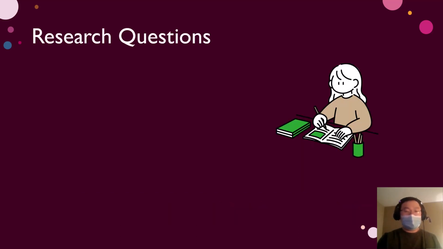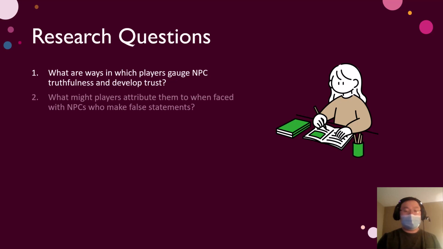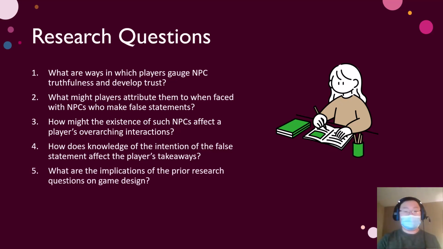So we start with our research questions, and we have a variety of questions that we aim to address through our study. To summarize them, they focus on how players gauge NPC truthfulness and develop trust, how they are affected when NPCs do make false statements and how they might attribute such statements, how such statements affect the player's subsequent gameplay and takeaways, and what are the implications of these prior research questions on overall game design.